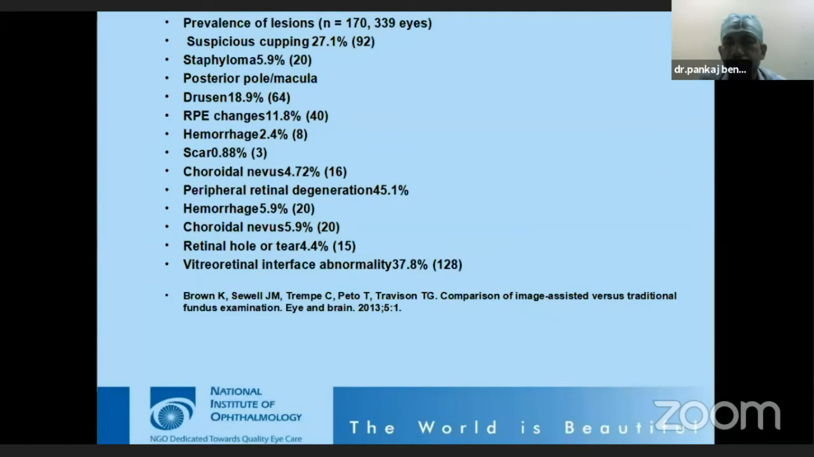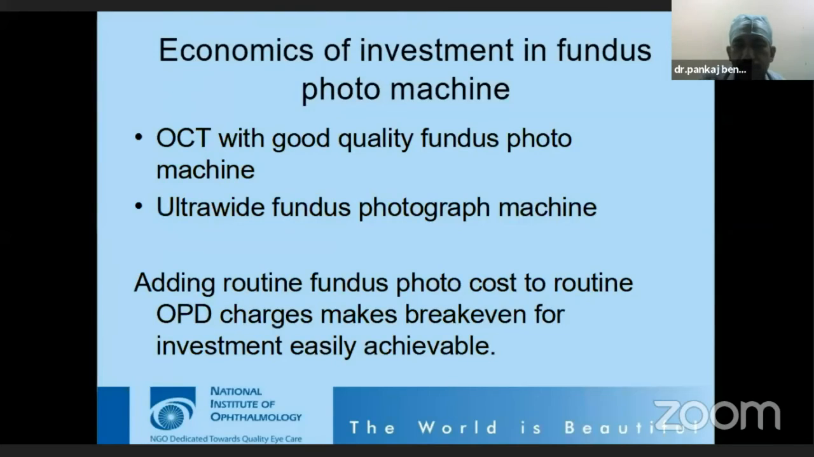And these are the various lesions which are subtly picked up by fundus photograph, which can very easily be missed on clinical examination: suspicious cupping or thin retinal nerve fiber layer defects, some staphylomas, posterior pole macular pathologies like drusen, RP changes, some small hemorrhages in the periphery, some scars, choroidal nevus, peripheral retinal degenerations or hemorrhages, retinal holes, and some vitreoretinal interface abnormalities. These are common things which can easily be missed in our clinical practice, which fundus photographs give us a diagnosis for. They document that, and with that we can follow them in future, because some of these things can worsen over a period of time and become clinical emergencies.